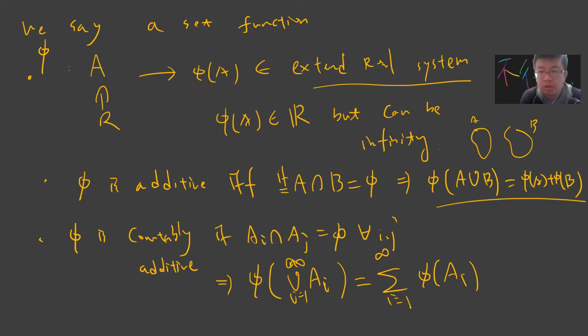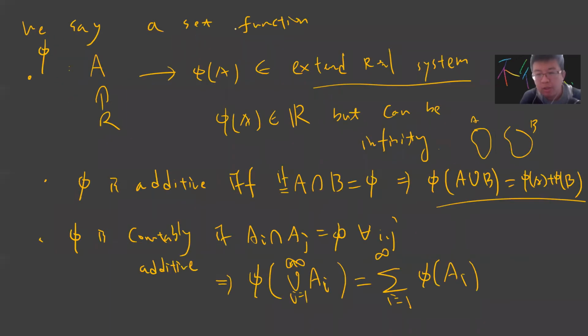Okay, so now let's see some simple consequences of this set function. Let me just write down: consequences. I think there are 4 consequences. The first one is that phi of 0 is 0, where 0 means the empty set.